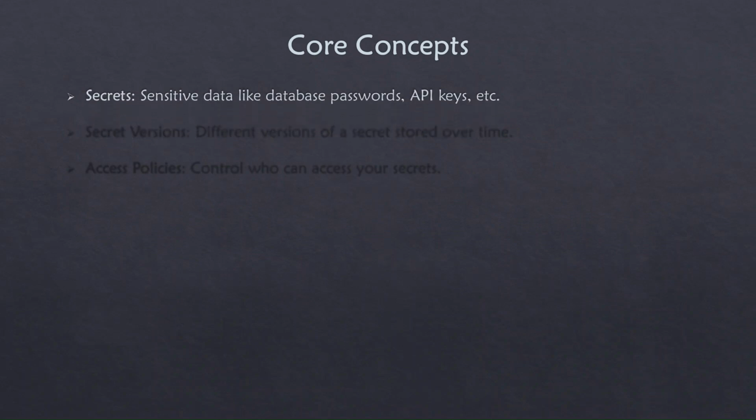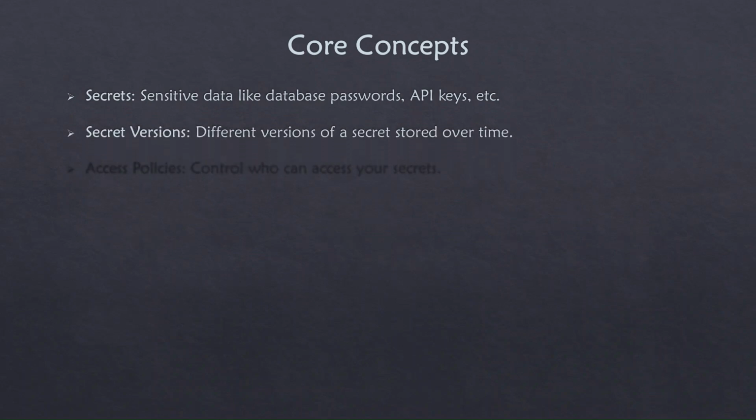So the next concept we have is the core concepts of AWS Secrets Manager. In that, first we have a secret. Secrets are sensitive pieces of information such as database passwords, API keys, encryption keys, and access credentials. AWS Secrets Manager allows you to store and manage these secrets securely, ensuring they are not exposed in application code or configuration files.